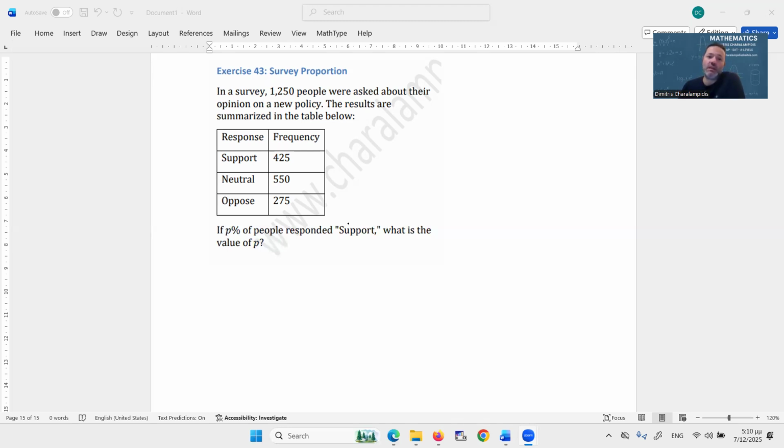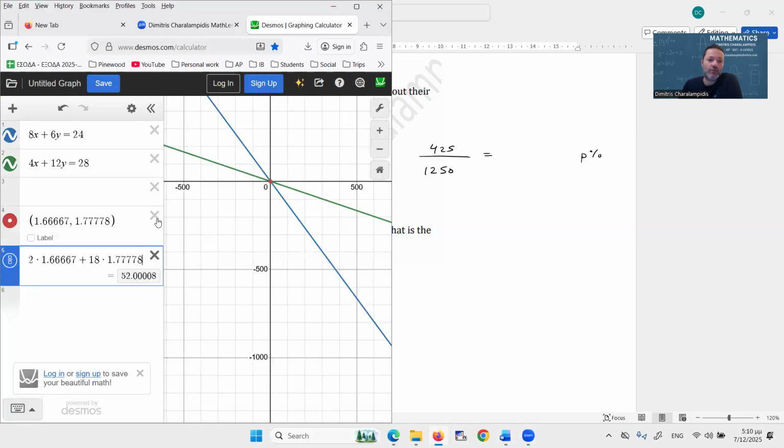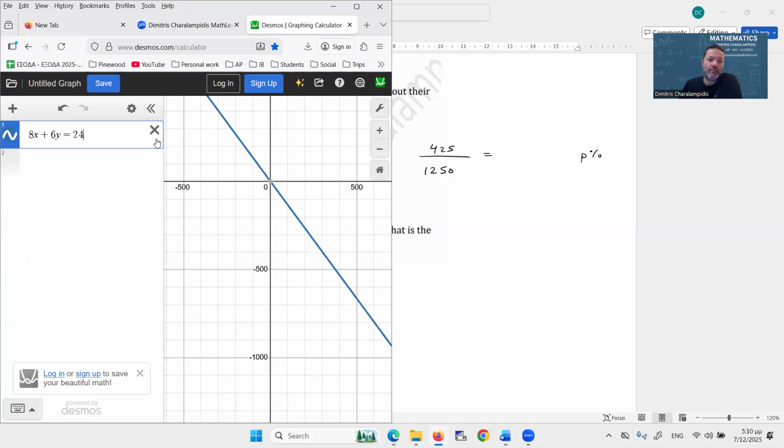Okay, we can see that for those who support, we have 425 out of 1250. This is the P%. So let's use Desmos for that, or even our calculators. Let me erase the previous.